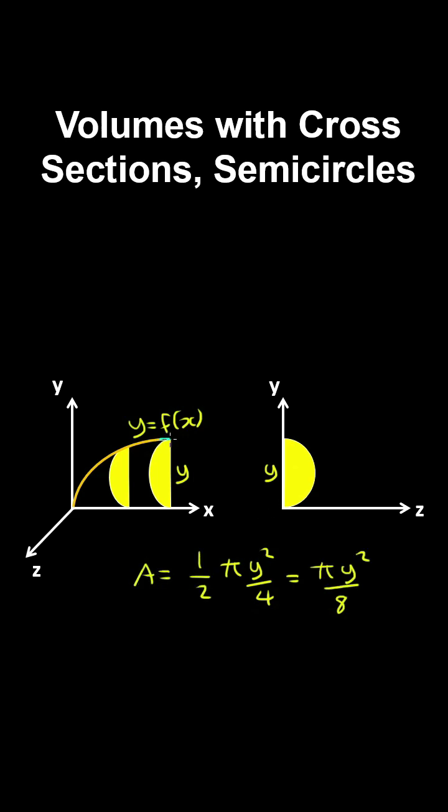Now assigning the semicircular section an infinitesimal thickness dx, and multiplying the area by this thickness gives us the volume of that section. And integrating from x equals a to b will give us the volume of the solid. So the solid in this case looks something like this.